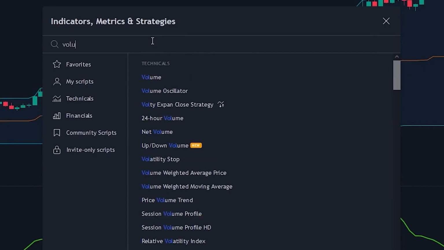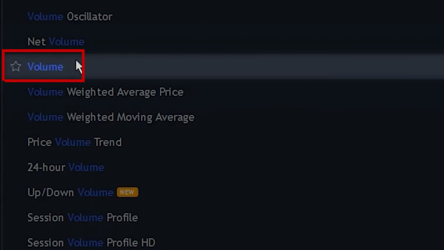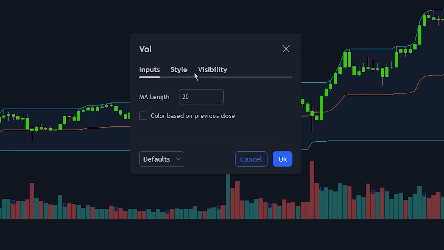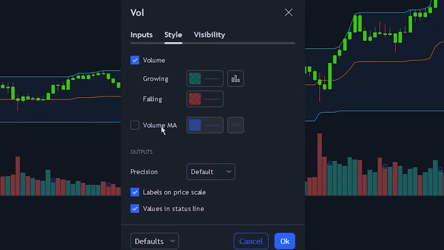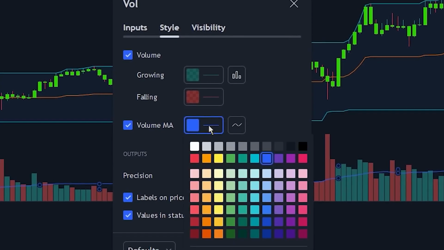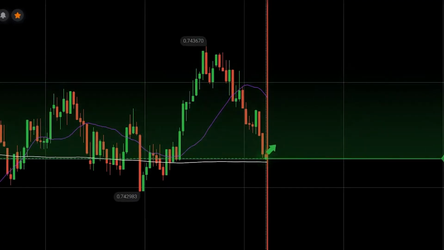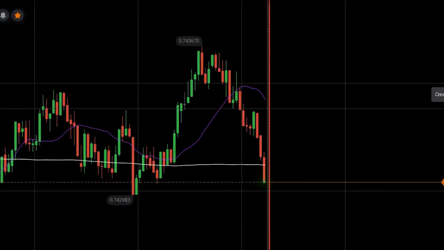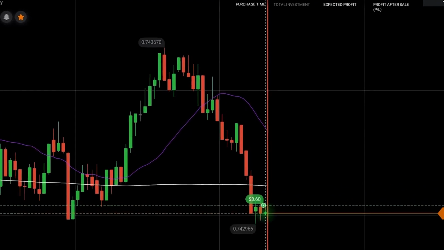For the final touch, let's add a simple volume indicator. I know, not the most thrilling, but it'll be a game changer in avoiding false signals. Adjust the moving average length to 30 in the settings. Head to the Style tab and activate the volume moving average, setting the color to white. This volume indicator will be invaluable in identifying when the market is truly backed by momentum and not just experiencing a small, insignificant move. Now, let's get into executing this strategy.